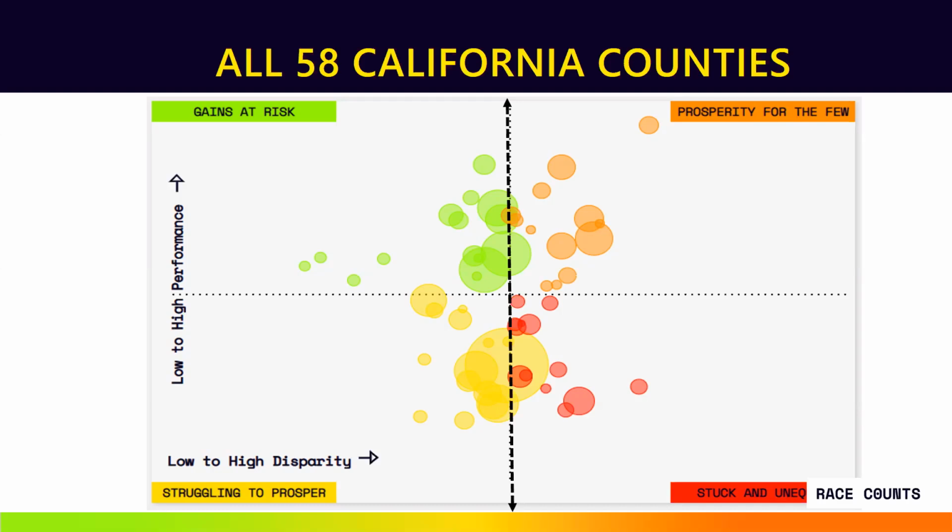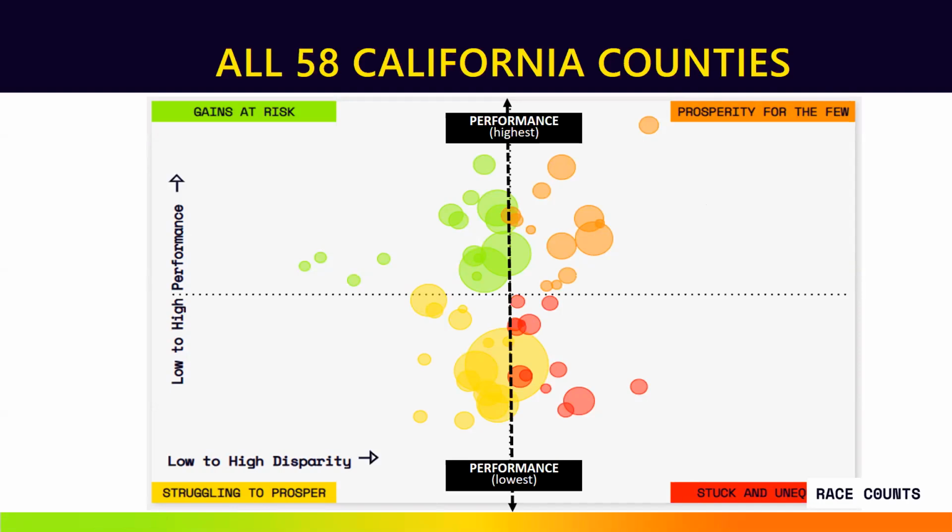So for example, if we're looking at high school graduation, the counties with the highest graduation rates are at the top and the ones with the lowest graduation rates are at the bottom. But for school suspensions, counties with the highest or worst school suspension rates would be at the bottom, while the ones with the best or lowest suspension rates would be up top.